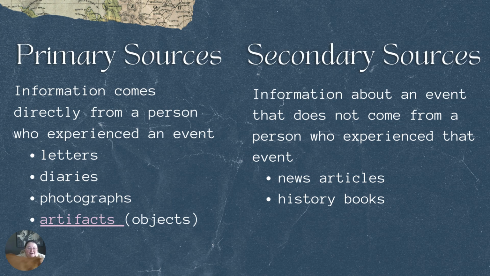Now let's look at primary versus secondary sources. Primary sources have information that comes directly from a person who experienced an event. These could be letters, diaries, photographs, or artifacts, which are objects. Secondary sources have information about an event that does not come from the person who experienced that event. These could be news articles or history books. They're coming from primary sources and then rewording them into a secondary source.